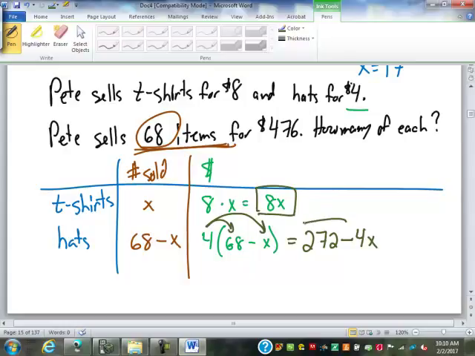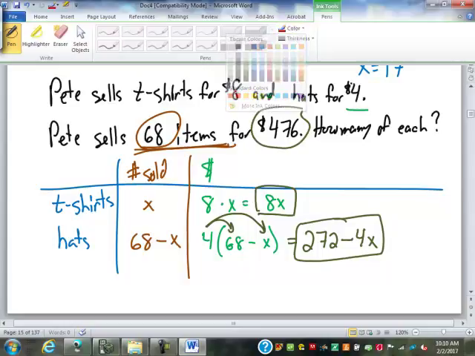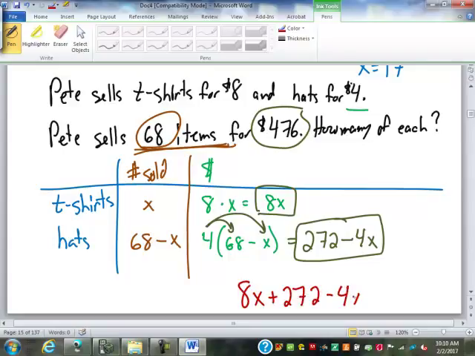Now these two numbers have to add up to 476. So 8x plus 272 minus 4x equals $476.